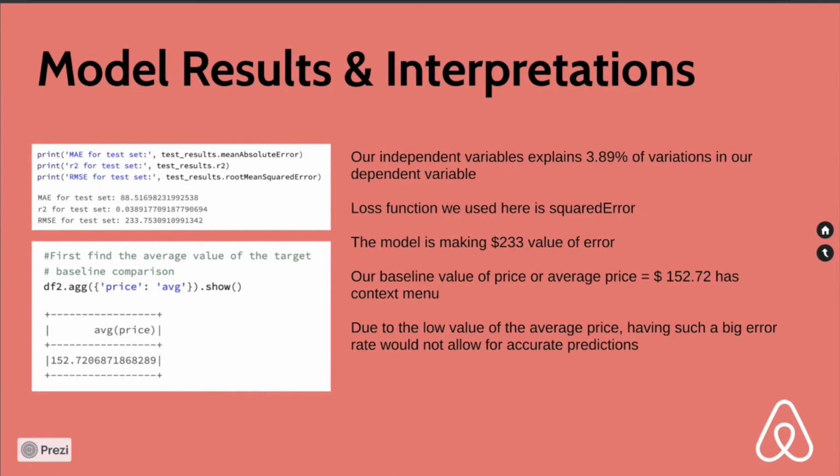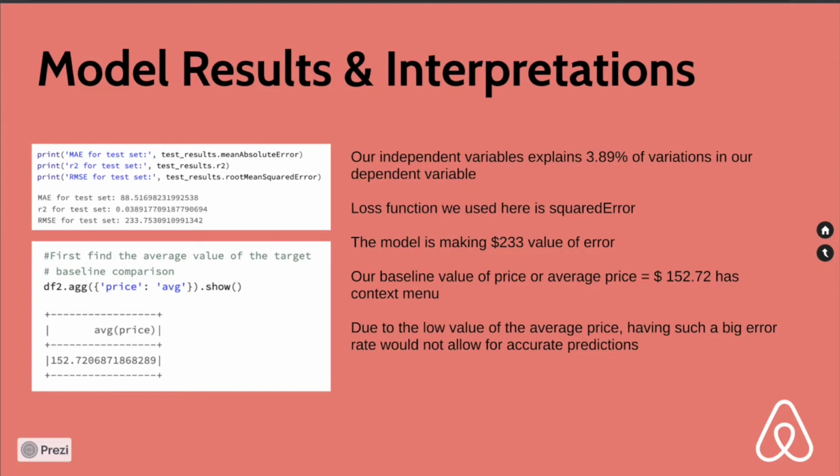And the loss function that we have used here for our analysis is the squared error. And you could see from the root mean square error that the deviance while predicting the values is $233, which is almost 50% more than the average price that we calculated. The average price is 152 and the root mean square error in predicting is 233, which is almost 50% more.